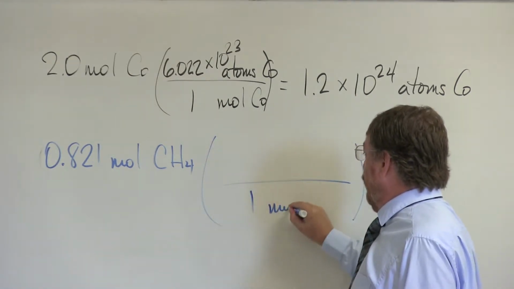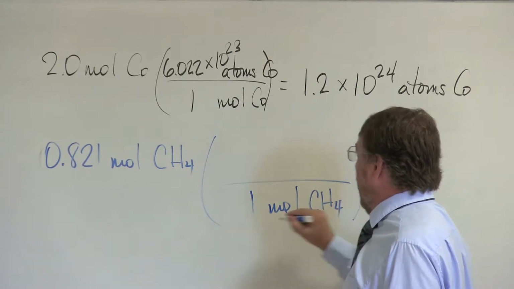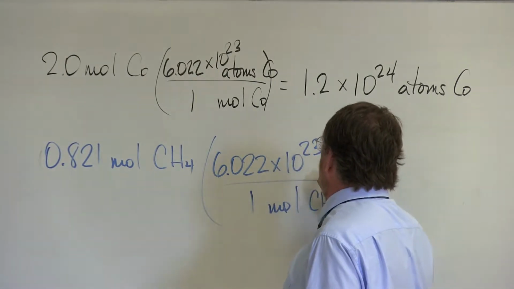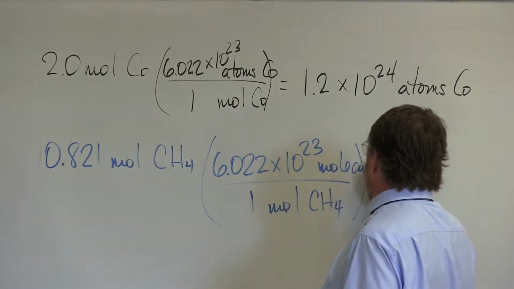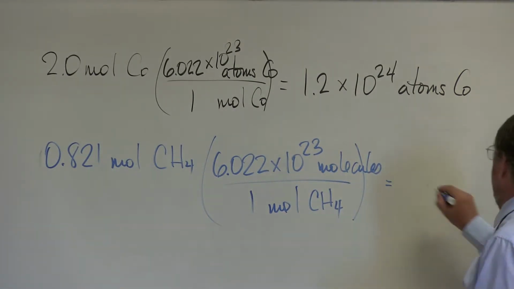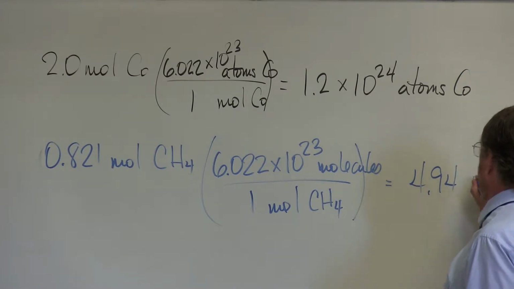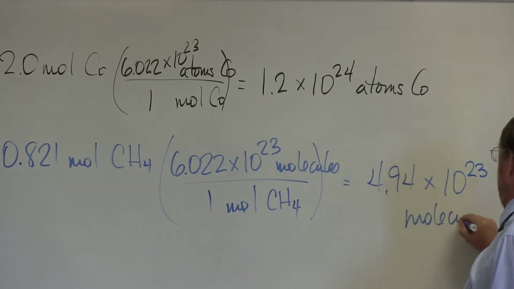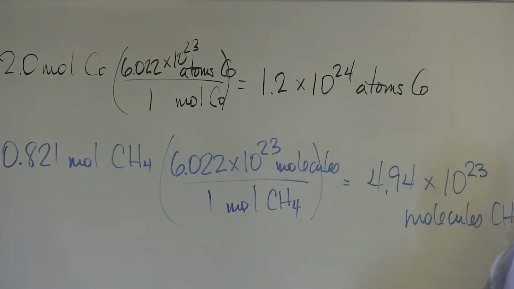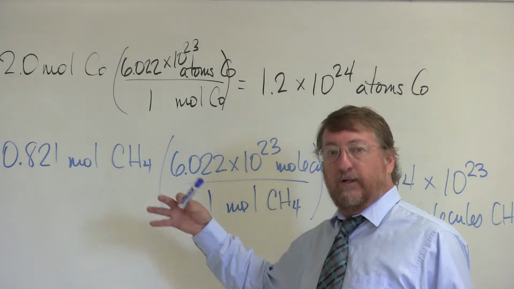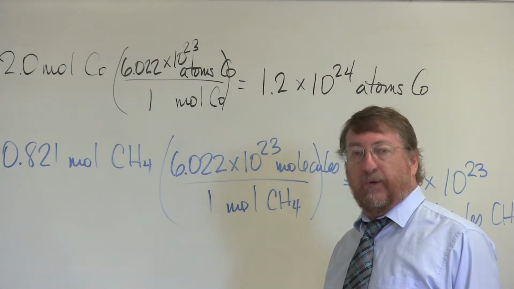Every mole of methane will contain 6.022 times 10 to the 23 molecules of methane. Plug that into the calculator, and we're going to get 4.94 times 10 to the 23 molecules of methane. Okay? So that's conversion of moles to particles. Got to be able to do this. Every mole contains 6.022 times 10 to the 23 particles.